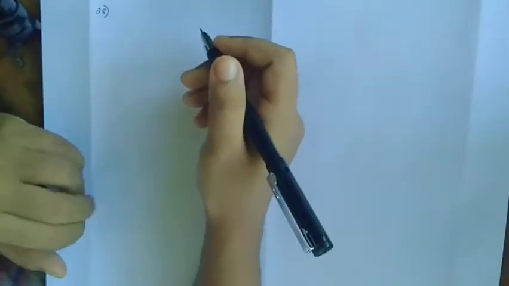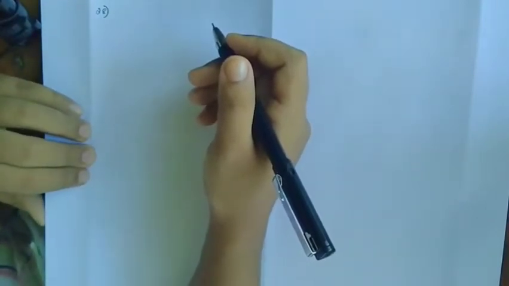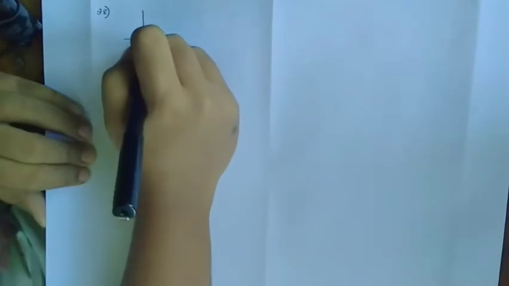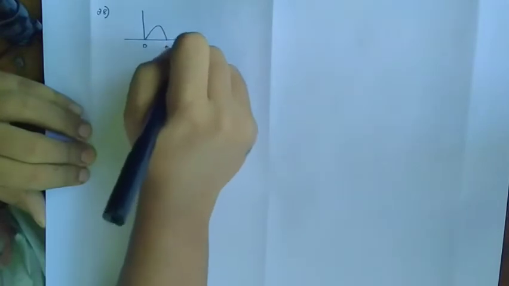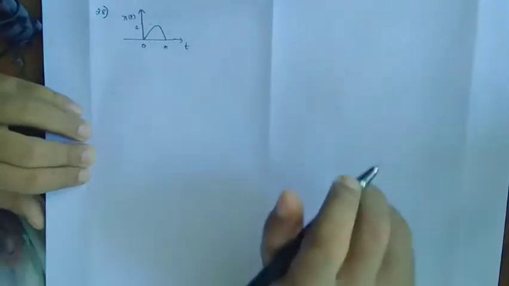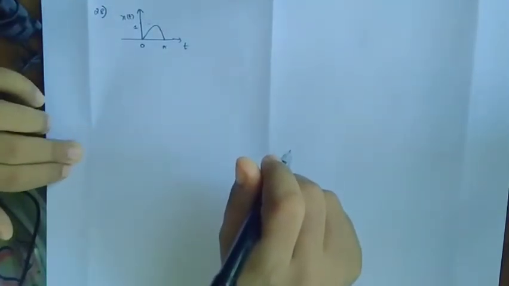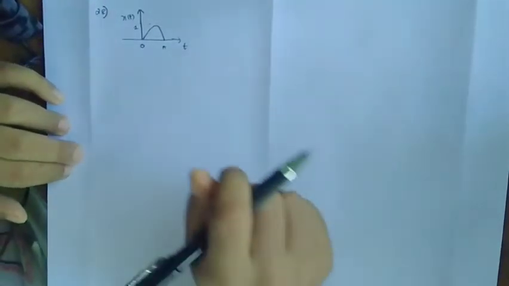The 28th question. The Laplace transform of the sinusoidal pulse x(t) shown in figure A is X(s). Then X(s) is... I'll just draw the signal here. That is our x(t) given here, right? We have to find the Laplace transform of this particular figure.